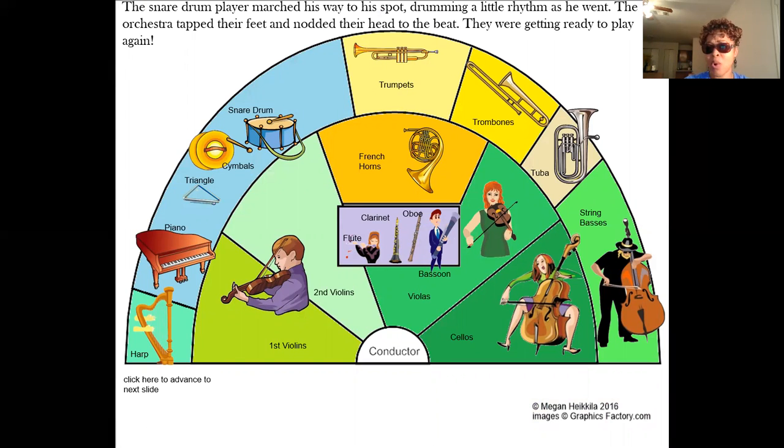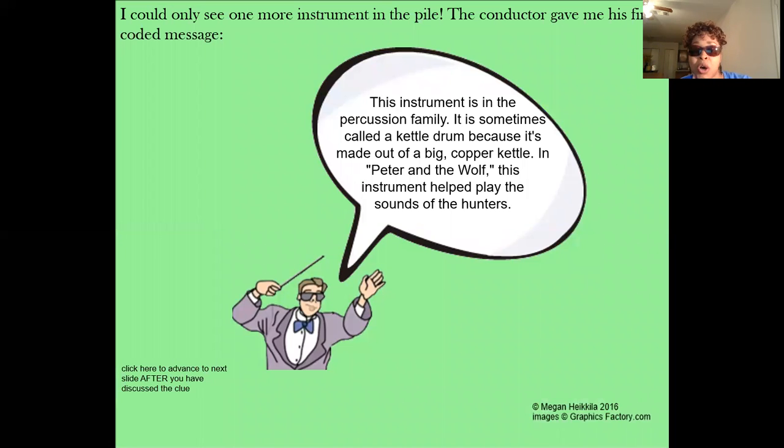Are you excited that we're almost done helping all of the musicians and instruments get on stage? I know I am. You and I have been doing a great job and wonderful job helping our music detective. Here's our last and final secret code. Who remembers the sound of the hunters or the hunter's gun? Here's the secret code. It says the instrument is in the percussion family. It is sometimes called the kettle drum because it is made out of a big copper kettle. It is also called the timpani.